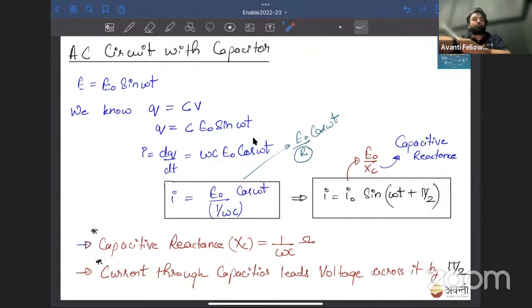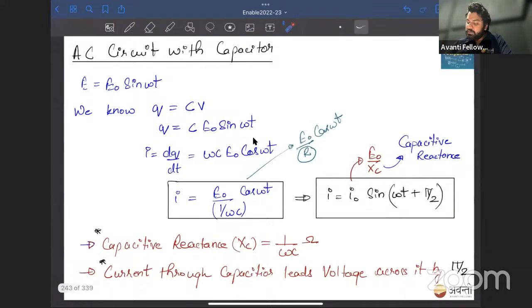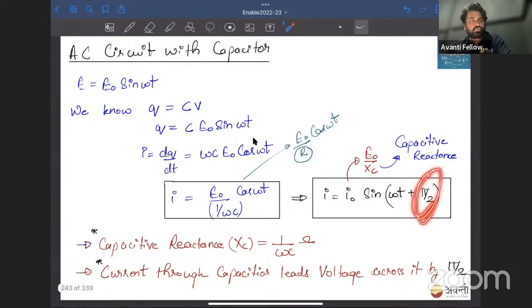मतलब current is forward. कितना? Pi by 2 से. ये सर कैसे किया? cos omega t को भाई sin(pi by 2 plus omega t) लिख सकते हैं, right? Basic maths. So pi by 2 से आगे चल रहा है, means current is leading by 90 degrees.